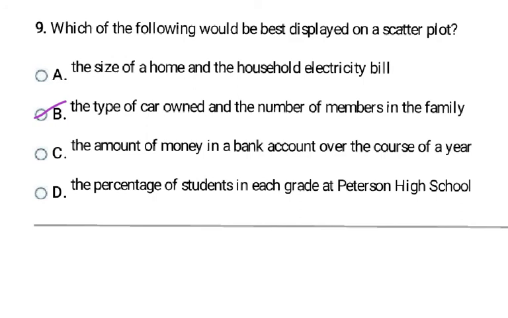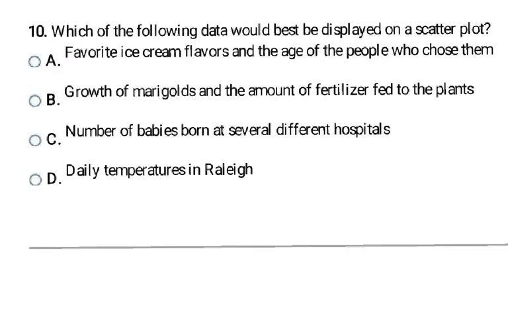Letter C, the amount of money in a bank account over the course of a year. Well, over the course of a year, we're talking about time passed. We don't usually use scatter plots for the amount of time passed. That's more a line graph. So we're not going to use C. And the percentage of students in each grade at Peterson High School, we don't use scatter plots for percent. Well, that's what we use for circle graphs. So it's not going to be D. So our answer is A.